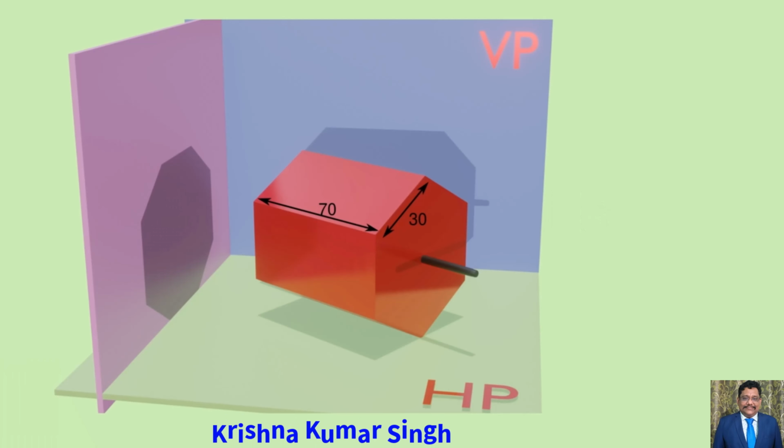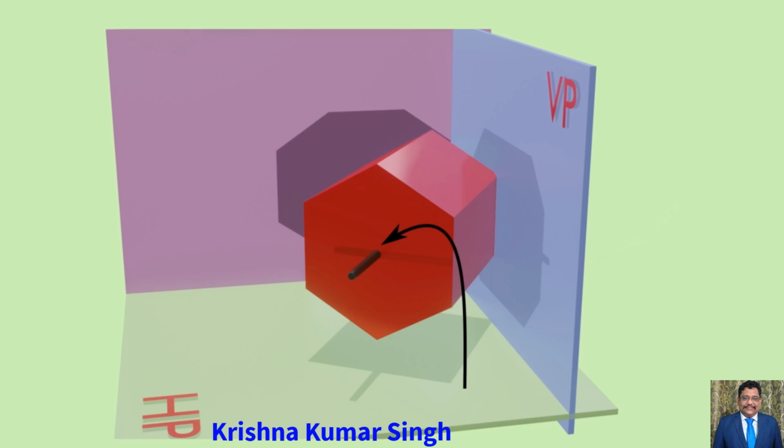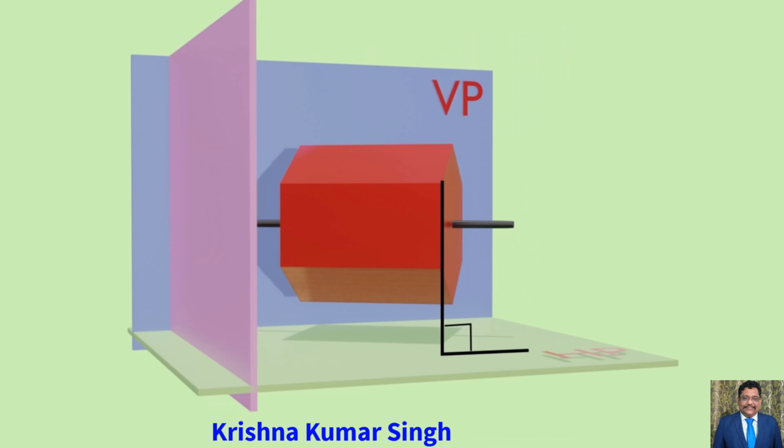A hexagonal prism having a base 30 mm side and axis 70 mm long has its edge on base in VP. Its axis is parallel to HP.